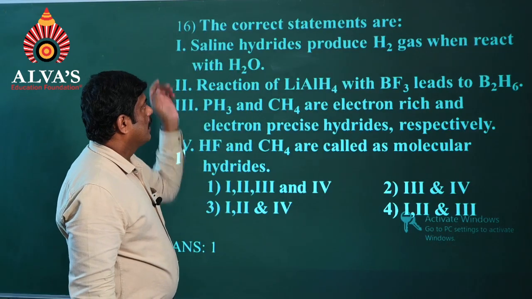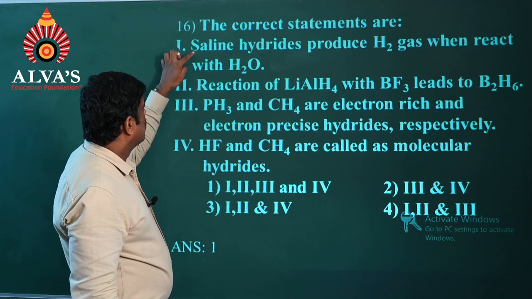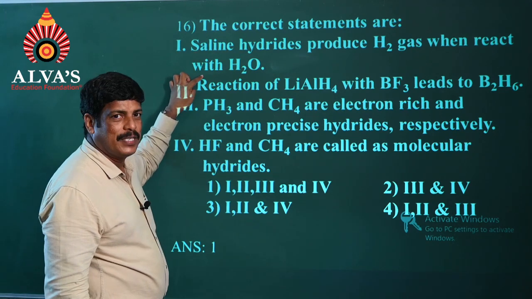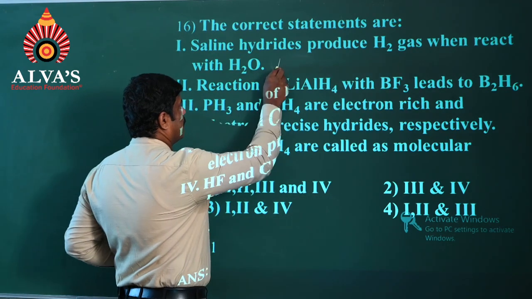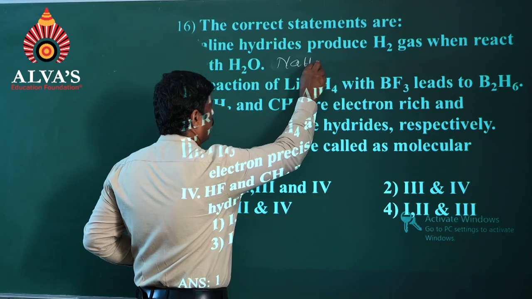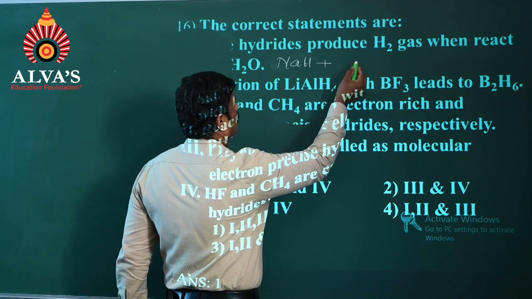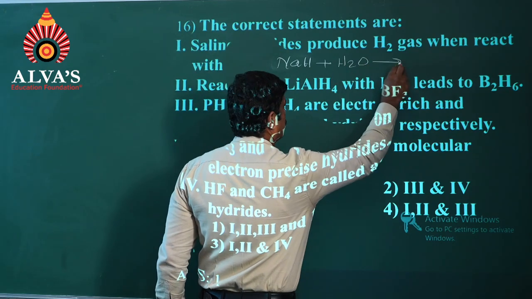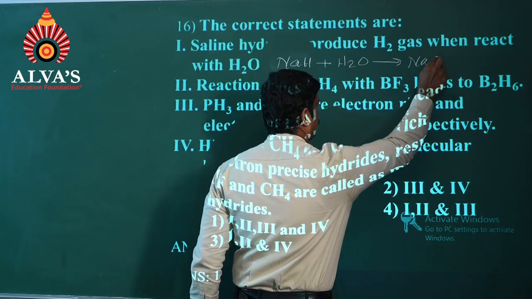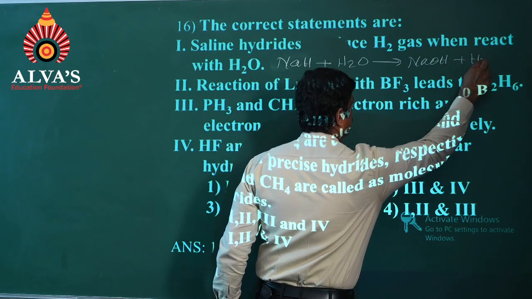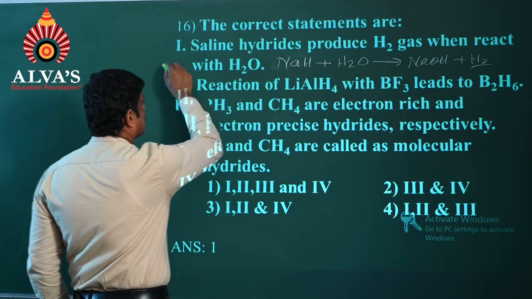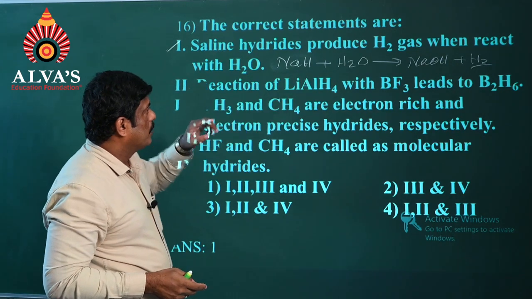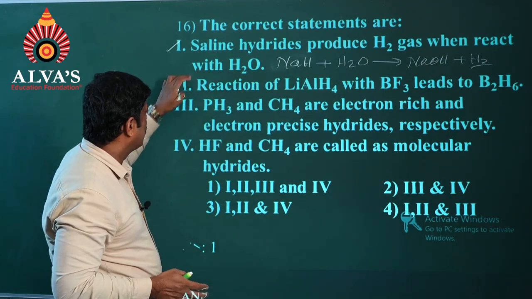16th one, the correct statements are: the saline hydrides produce hydrogen gas when they react with H2O. Saline hydride means NaH. When it is treated with water, it gives sodium hydroxide NaOH plus H2 hydrogen gas. So the statement is correct, because saline hydride produces hydrogen gas when it is treated with water. That is a correct concept.